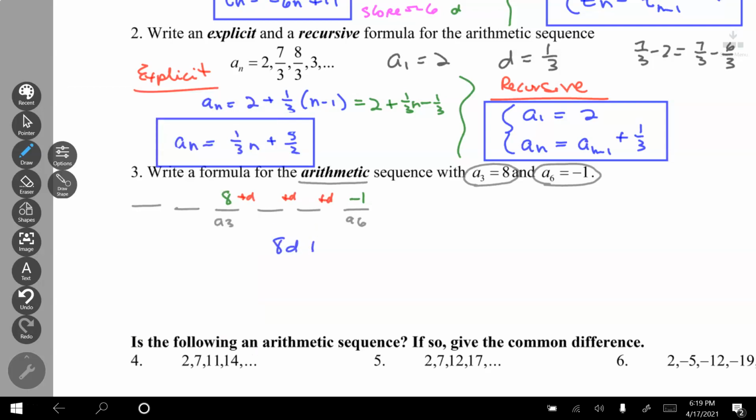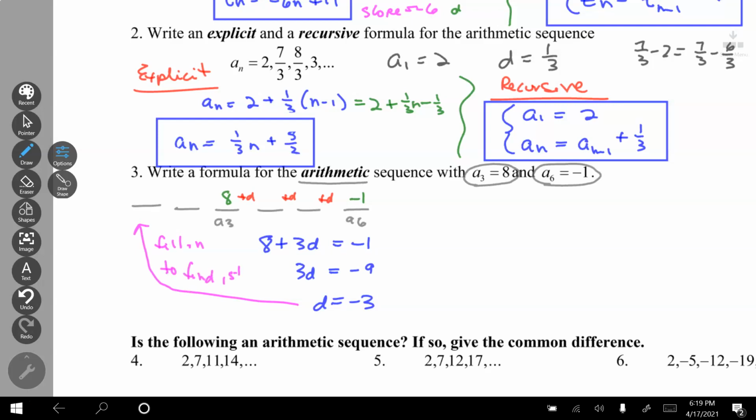8D, excuse me, that's my bad, let me see if I can erase. Okay, try again. 8 plus 3D is equal to -1. That's what that says up there. Subtract the 8, and I get D equals -3, and I have my D value. And now I can go back and fill in to find the first term.